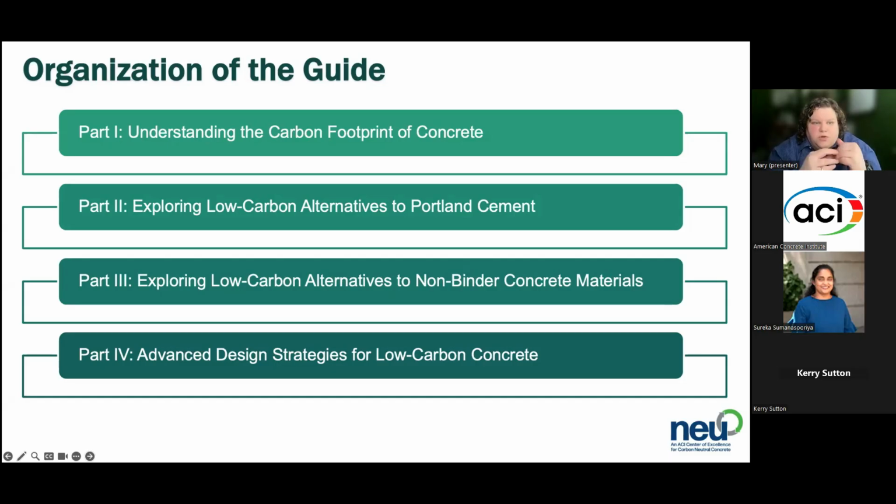Part 2 explores low carbon alternatives to Portland cement specifically, so the binder, and I'll explain why that gets its own part in a moment. Part 3 looks at alternatives to non-binder concrete materials, so namely aggregate, reinforcement and water. And then part 4 does talk a bit about design strategies and mixture design, though that is not the topic of the book. We felt it would be remiss to not talk about the importance of mixture proportioning and design that goes hand in hand with material selection.